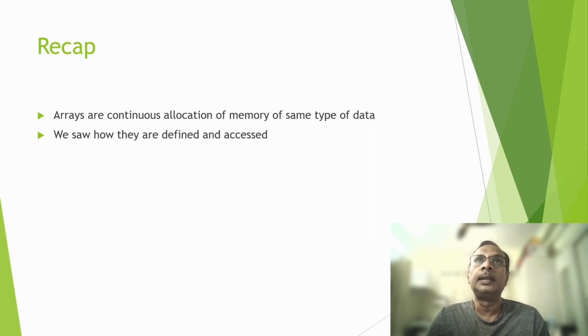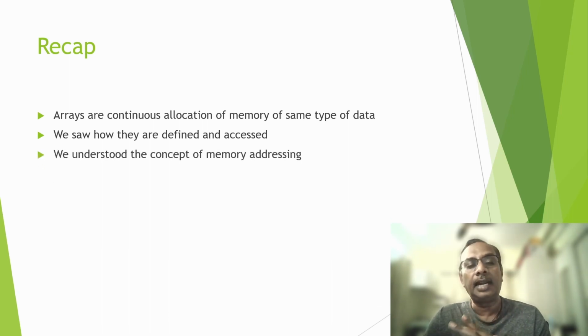And then we saw the concept of addressing. We understood that each and every location of the memory will have an address, which will basically be a number, and it will be continuous for every byte. Now if we want to allocate a continuous set of memory, we take the starting address and then add the number of bytes based on the type of the data. That is how we understood how it is being accessed and addressed. This is what we saw as part of understanding single dimensional arrays.